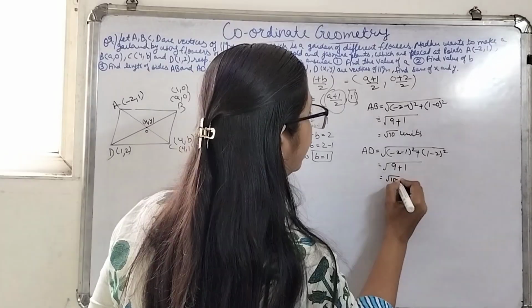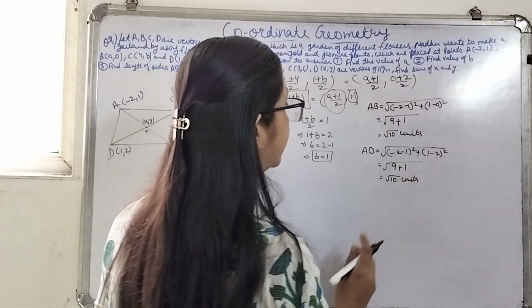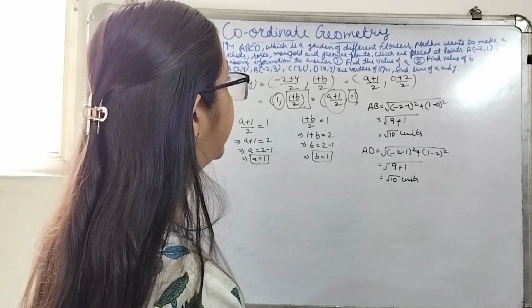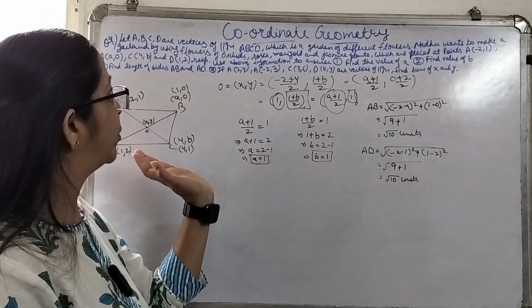That is your root of 10 units. This is the distance AD. This is the distance AB. This is the distance AD. Now we have done the third question also.